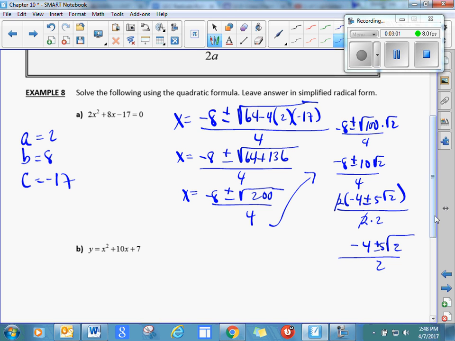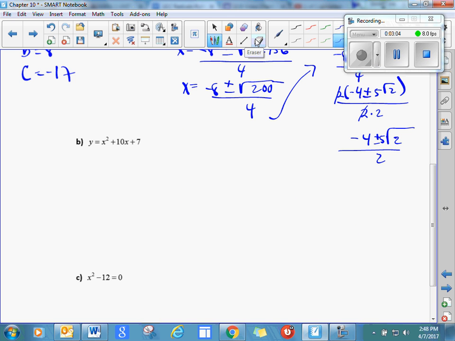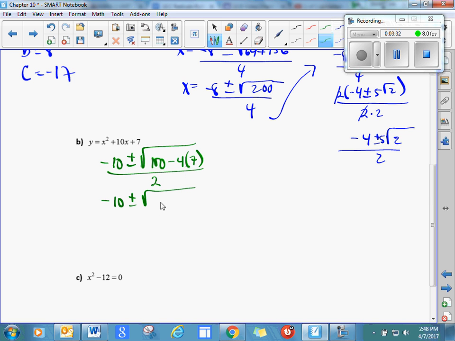All right, let's look at the second one. See what you think. Maybe we'll have time for the third one. So I'm not going to write the A, the B, and the C. Y'all can do that. I'm just going to start filling in the quadratic formula. So minus B plus or minus the square root of B squared minus 4 times A, which is 1, times C, which is 7, all over 2 times 1. So I get -10 plus or minus the square root of 100 minus 28, which is 72, all over 2.